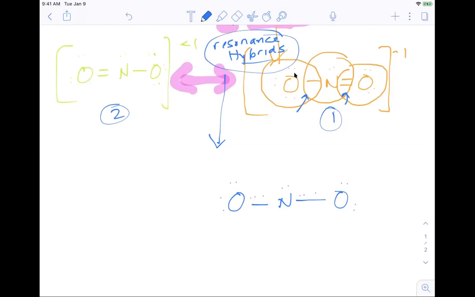In this particular case, there were only 2 resonance hybrids, right? They're equivalent in energy, right? But you have to show them all to me. Sometimes there's 3, sometimes there's 2, right? You have to show all of them when you're doing a structure, okay?